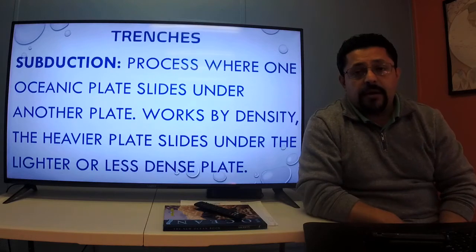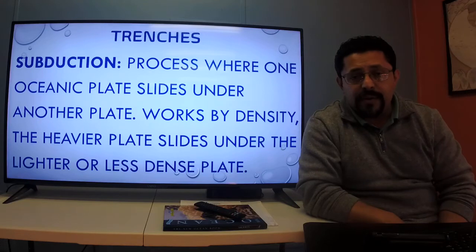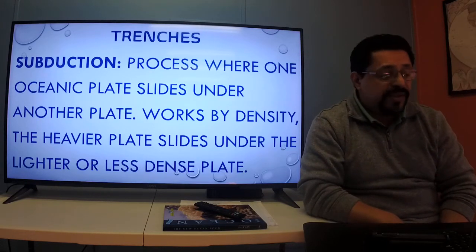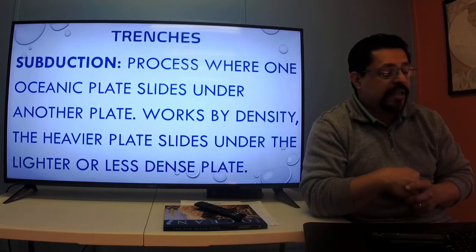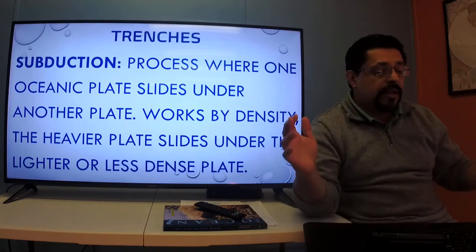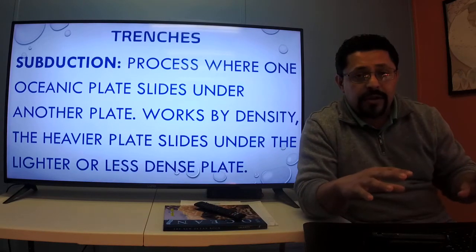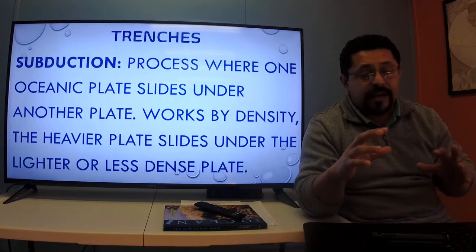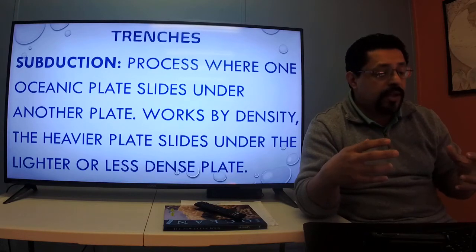Some of these plates can be as long as 1,500 miles long, and very, very deep, several miles deep, and they can be as much as 70 miles wide. And so these subduction areas within the ocean are very important, and they figure a lot in how the oceans work.